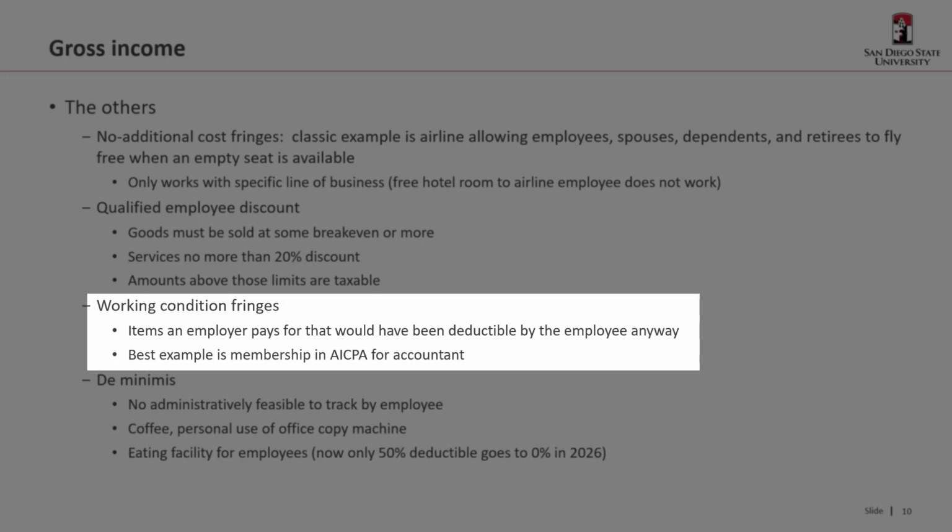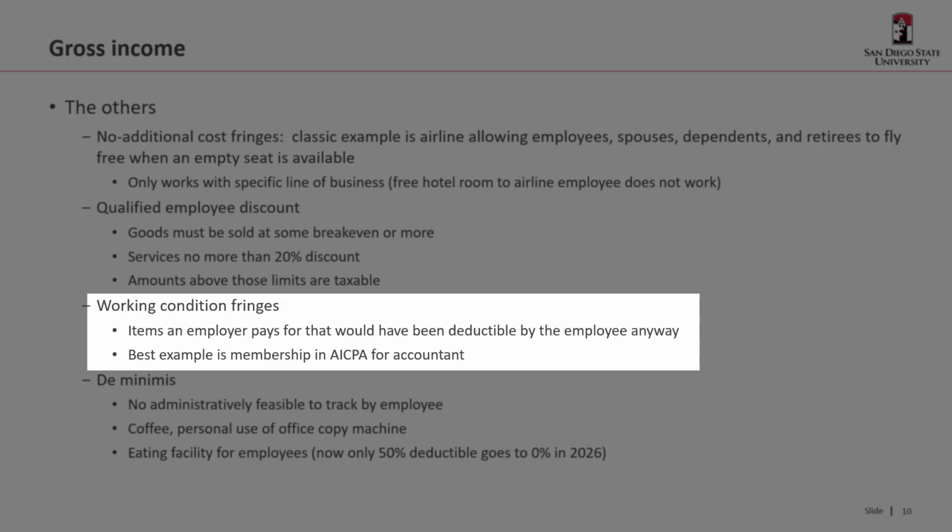So working condition fringes are items where an employer pays for what would have been deductible by the employee anyway. And so we usually think of these as professional dues, things like magazines that are trade or business associated with what the employee does. These are all working condition fringes. So if, for example, you were a stockbroker and your employer paid for your subscription to the Wall Street Journal, that would probably be a working condition fringe. Whereas if you were a stockbroker and your employer paid for your golf magazine, that has a much lower chance of being a working condition fringe.